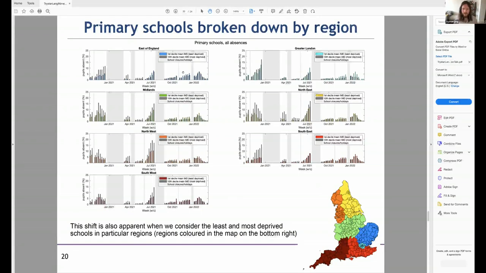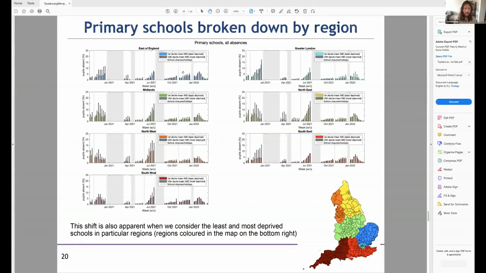And we can see again that the trend persists at this regional level. So we see higher levels of absences in the most deprived schools up until the summer holidays of 2021, and we see this trend reversed afterwards. But there's a couple of subcases that I think are slightly interesting.